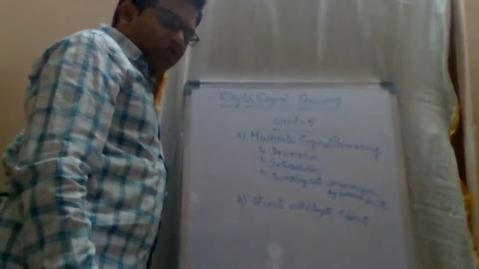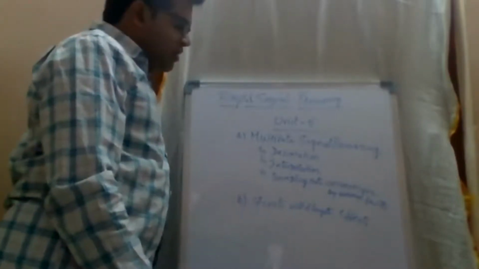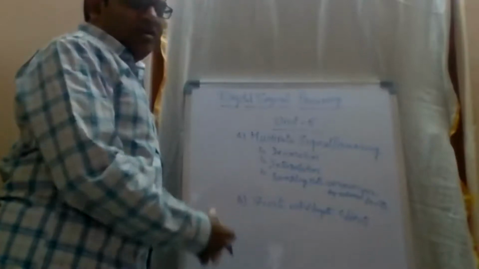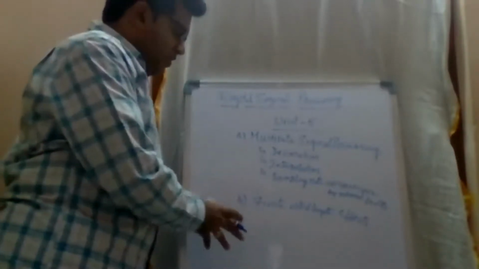And coming to the finite word length effects, we'll be dealing with quantization, the different types of errors like quantization error, then round off, truncation, overflow, limit cycles, that were the deadband effects. So these are the topics that we'll be dealing with in the finite word length effects.